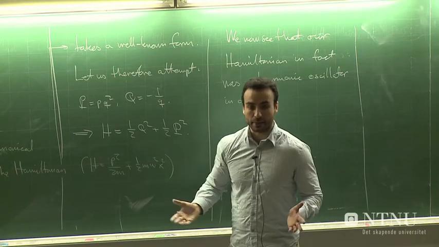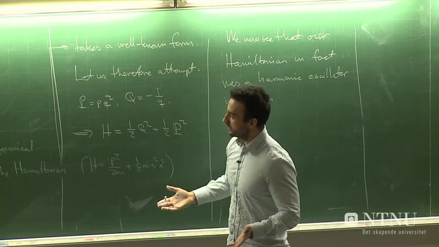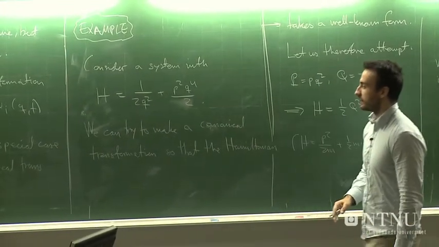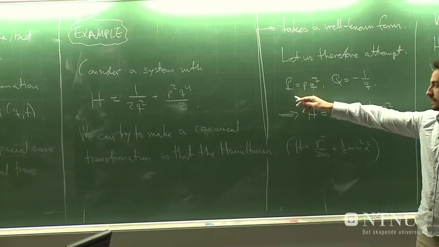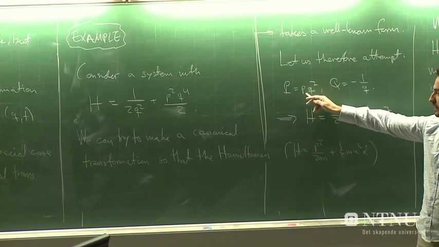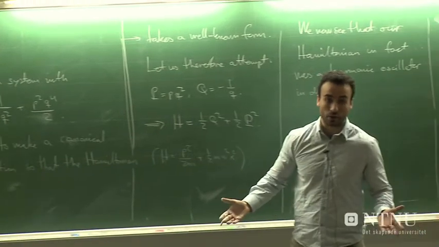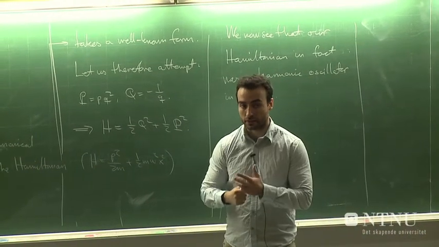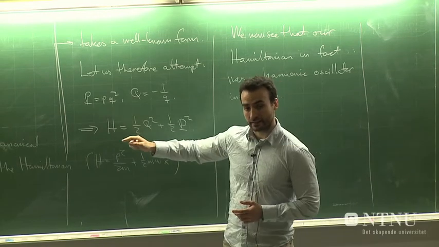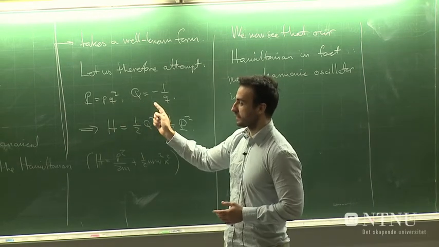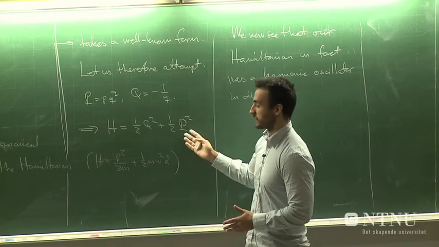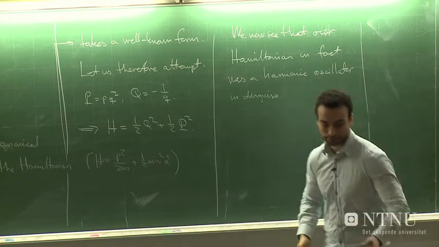I can, in principle, make any transformation. I can make some complicated one, I can introduce P as the sine of Q squared plus exponents of P or something like that. I can do anything I want, but that doesn't mean it's a canonical transformation. So in fact, we should check that this is a canonical transformation. And if it is, then we can be sure that this describes the physics of a harmonic oscillator.